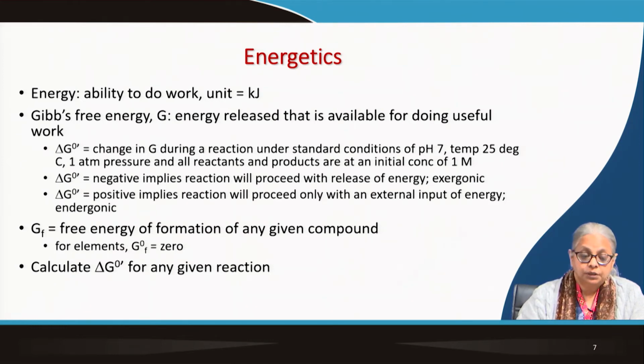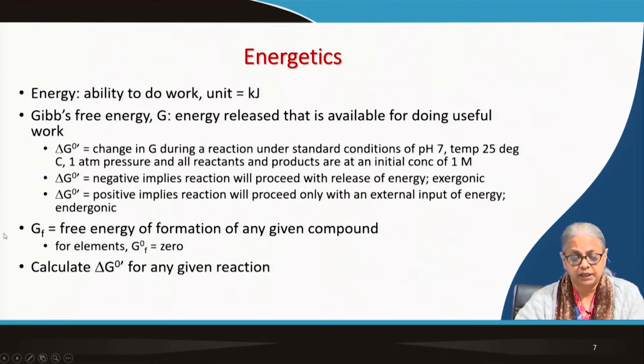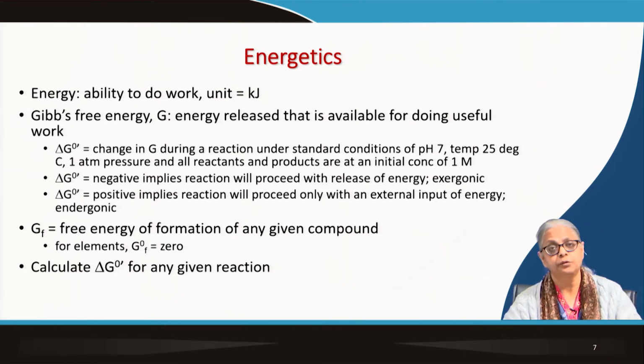In terms of determining delta G0' for any reaction, you need to know the free energies of formation for all the reactants and products. So delta G0f is the free energy of formation for any compound. For elements, we assume that the delta G0f is 0. So given this information, you can refer to any standard chemistry textbook and find these values and calculate delta G0' for any given reaction.